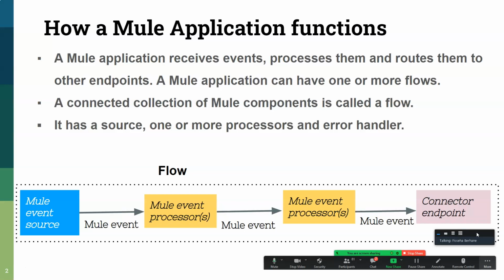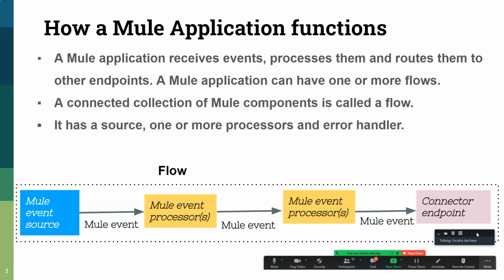So last time, this is a kind of review. Last time we said a Mule application receives events. So the event gets triggered at the Mule event source, and then the processors process it and route it through a couple of phases. It routes it to the endpoint. And a Mule application can have one or more flows. It is not necessarily one flow. One flow can call another flow. But the main flow has a Mule event source, and there are different Mule event sources. So listener is one, and the scheduler is another one.